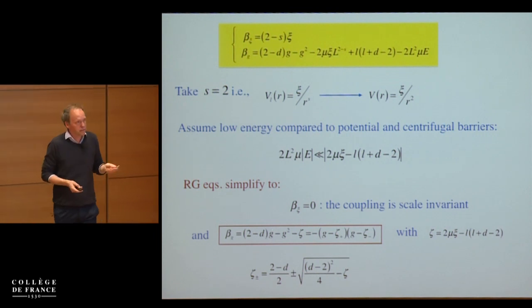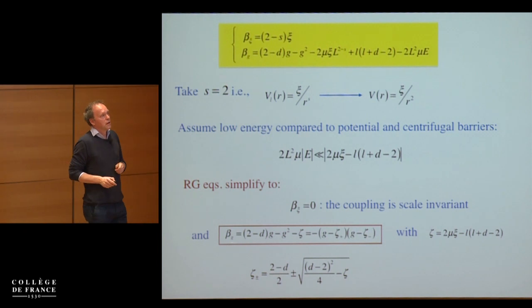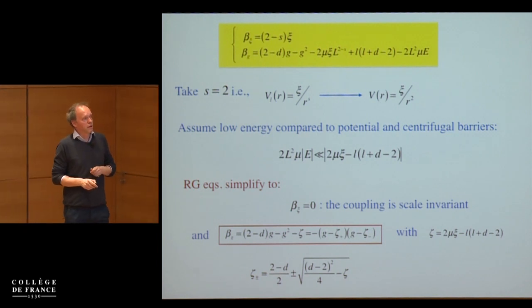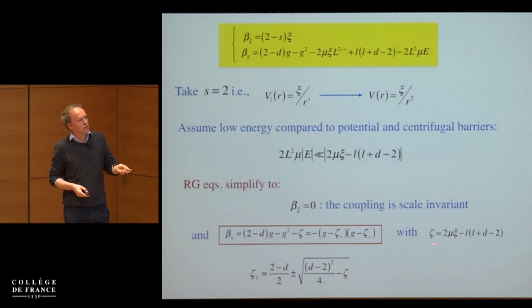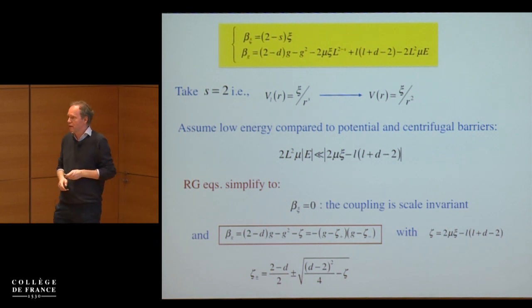This we knew. And the second equation can be written now just under this very simple form: 2 minus d, d is the dimension of the space, times g, minus g squared, minus zeta. And this zeta again is the parameter that we described since the beginning, which is defined by this. I can factorize it, and factorizing it, I define zeta plus and minus, which are just here. Okay? So it's simple algebra.